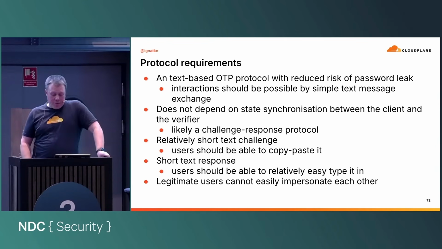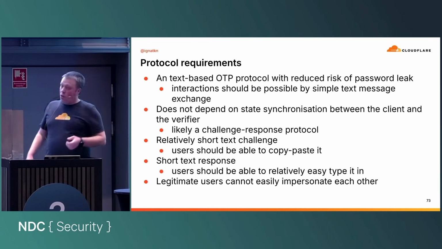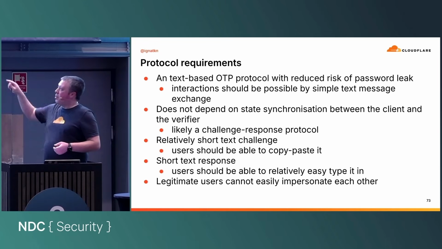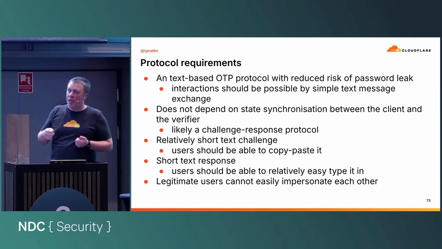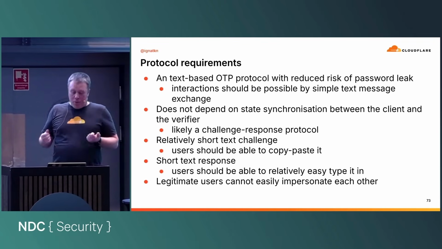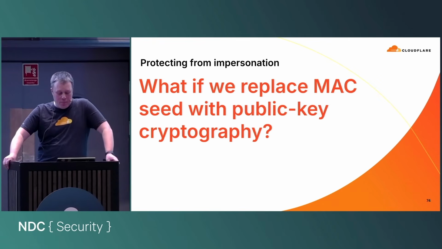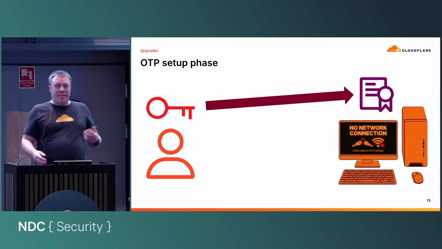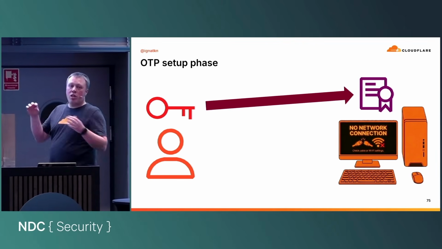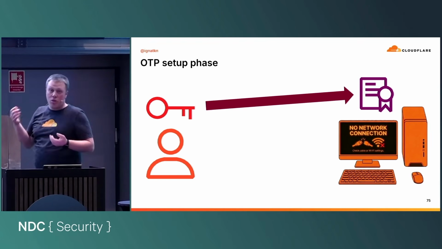And ideally, we want legitimate users to not be able to easily impersonate each other, as we discussed in the last slide. So most of these, besides the last one, are satisfied by a simple challenge-response OTP, right? But what can we do about the last one? What if we replace the HMAC seed or MAC seed with public key cryptography, right? So the setup now looks like this. We don't have the shared secret anymore. Instead, the user has a private key, and the server has a corresponding public key.